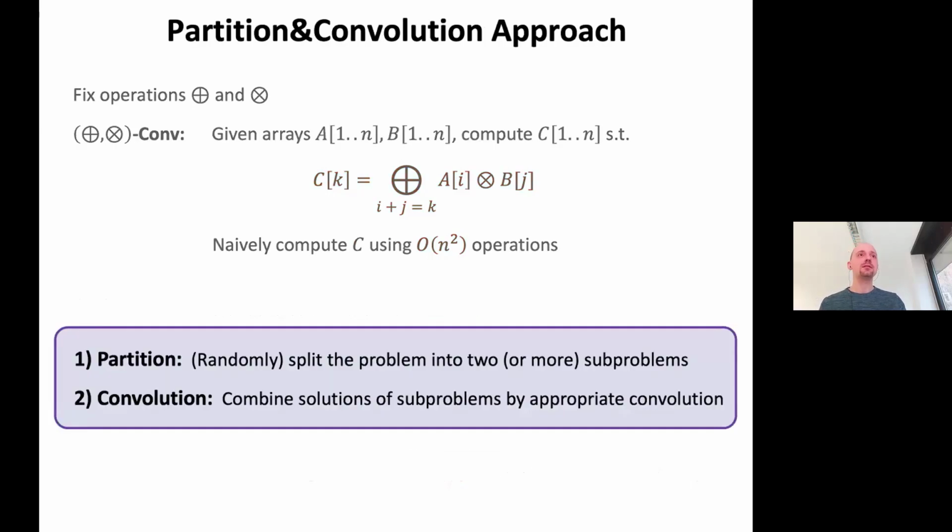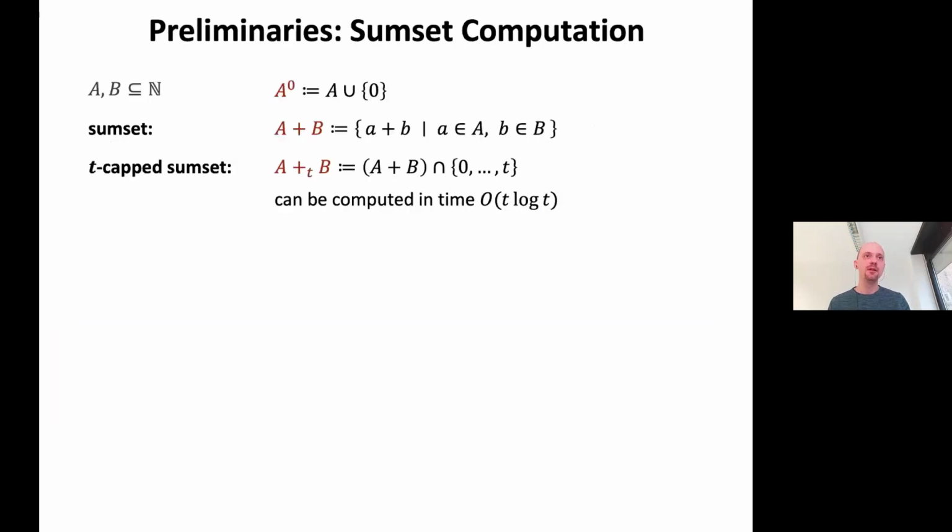Good, and this approach that I've been talking about consists of a partition step where we randomly or mostly randomly split the problem into two or more subproblems, and then we combine the subproblems by the appropriate convolution problem.